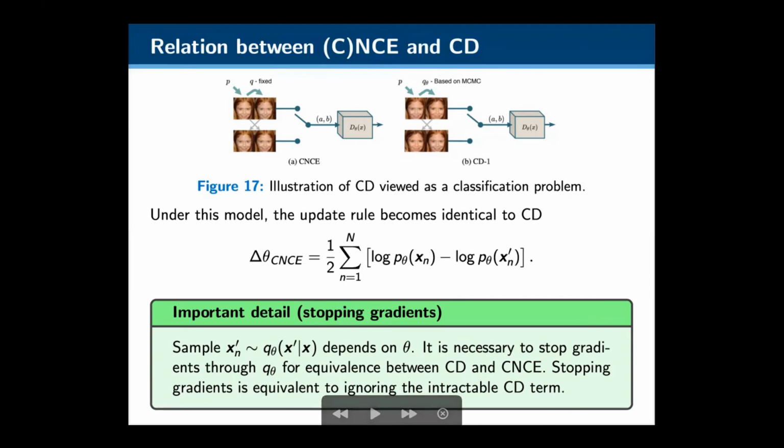Again, this should include a nabla. The high level intuition to keep is that CD is a version of CNC where you set the perturbation or reference distribution equal to a Markov chain with the appropriate stationary distribution. An important detail for making this equivalence work is that it's necessary to stop gradients flowing through Q theta for the objectives or update rules to be the same. And stopping gradients is equivalent to ignoring the intractable third term that came in contrastive divergence.